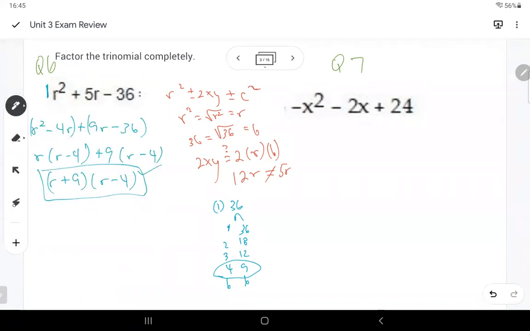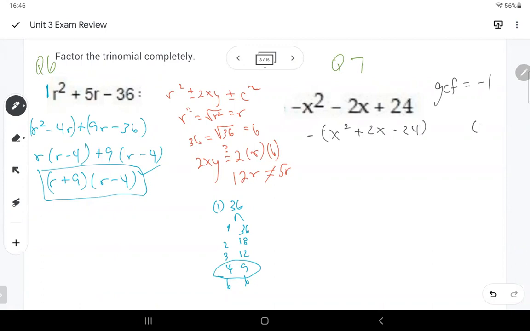Now, for the next one, it's again up to you. I'm going to go through and make sure that I can FOIL back to get your answer. But if you can remember to take out a GCF, you should. And that GCF for this case is going to be -1. So we would have x squared plus 2x minus 24.